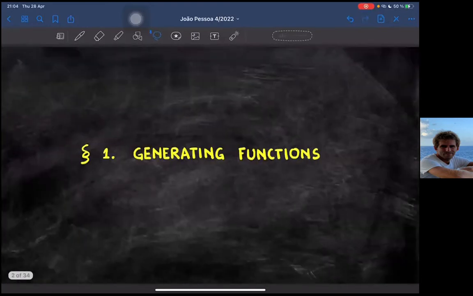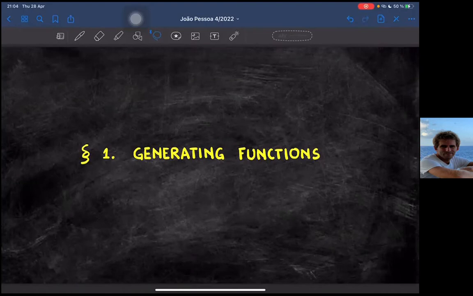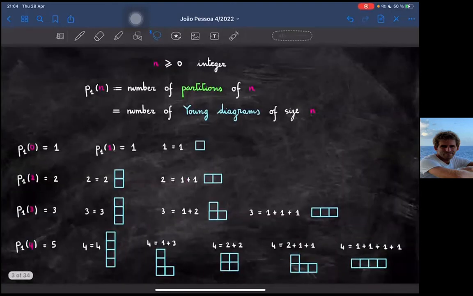So the first chapter is about generating functions and why we mathematicians like them, and why we should be interested in them. This chapter is just through examples. There is no general principle. It's just a bunch of examples. So we start with this example of partitions.